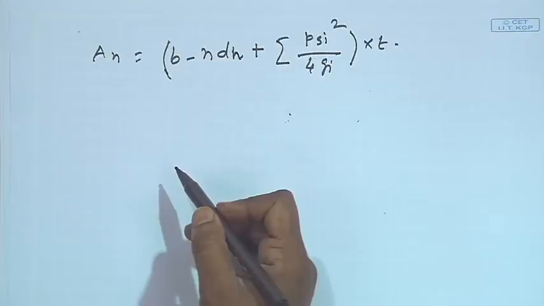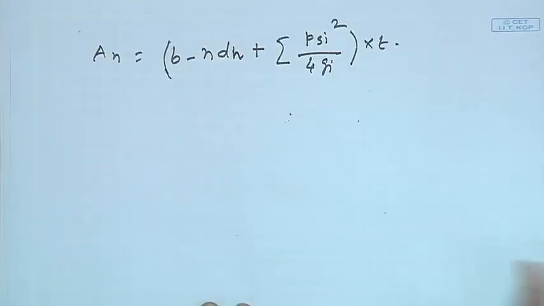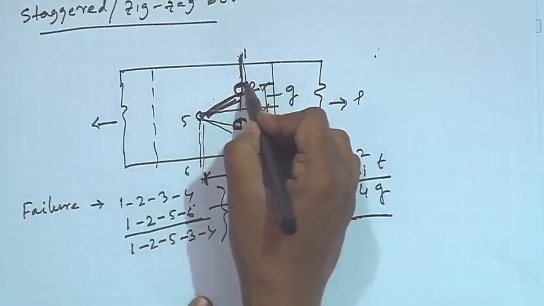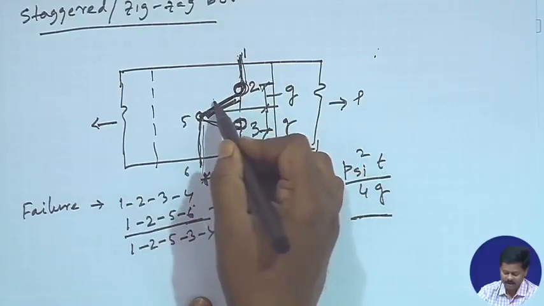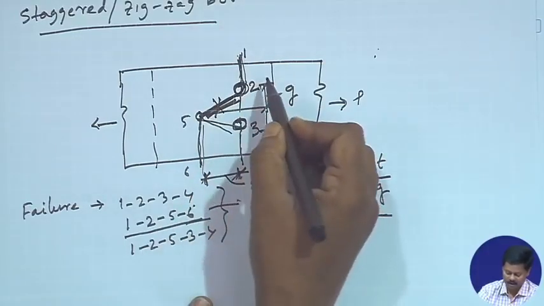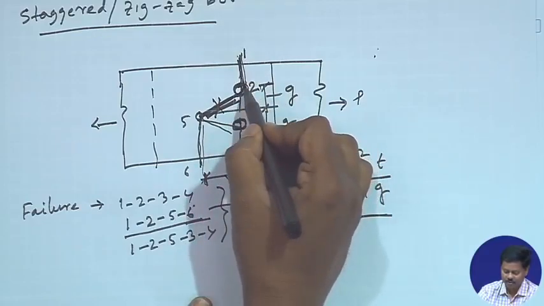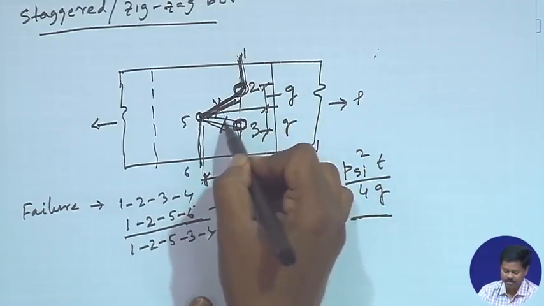And n is the number of bolts lying in the critical section, and I is the number of inclined legs. In this case, if I consider 1, 2, 5, 6, then n is 1, and in case of 1, 2, 5, 3, 4, n is 2. So, this is how we will consider.